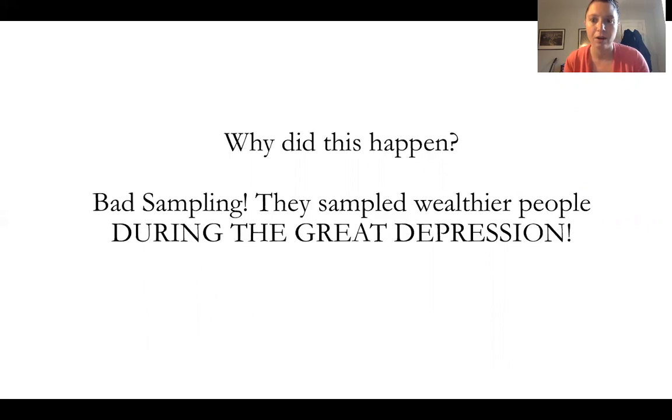There's 30% unemployment. It's horrible. So the people that they are asking who you are going to vote for in the next election to make their prediction are disproportionately wealthy people. They can afford a magazine at that time. So this is really bad sampling, and it led them to make a bad inference from that sample. This is a very famous study, or a very famous situation, rather. So this is a problem of sampling.